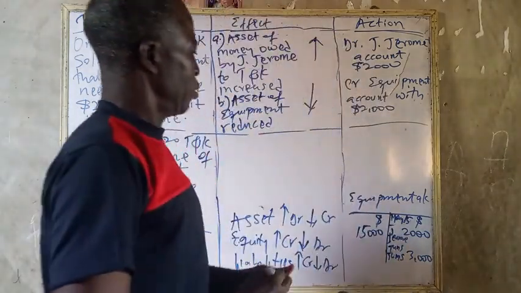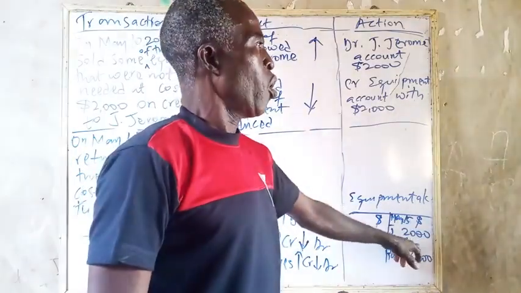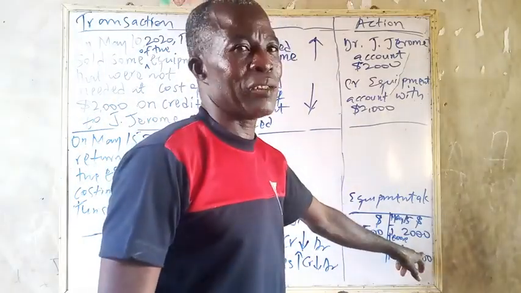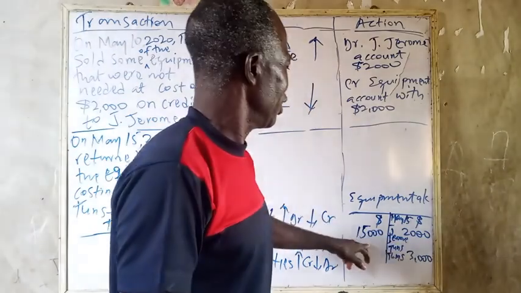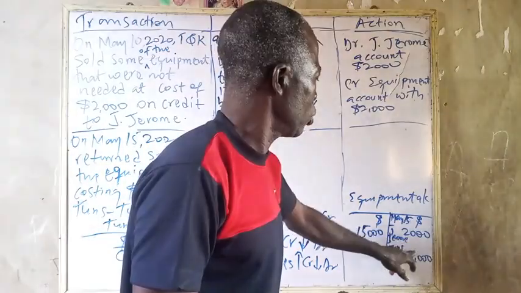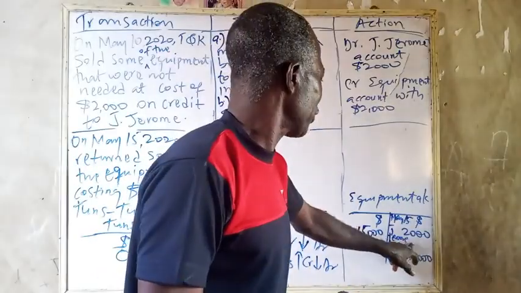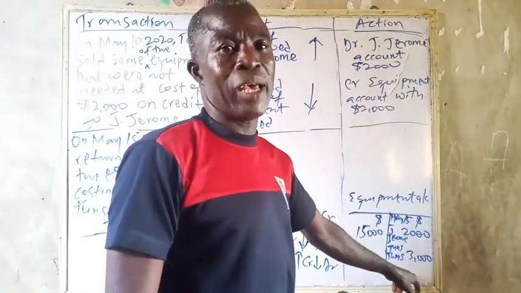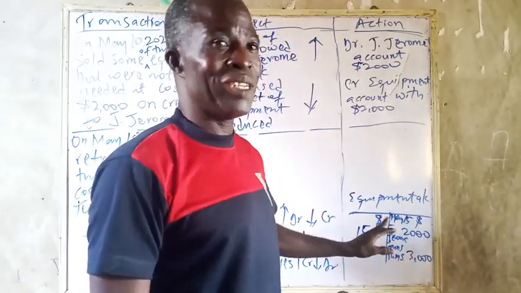Look at it. In the first place, when we reduce this money by 2,000, what is the balance? If we remove 2,000 from it, it's going to be 13,000. Then a further reduction of 3,000 again. 2,000 plus 3,000 gives us 5,000. When you deduct 5,000 from 15,000, the balance is going to be 10,000, right? In account, you don't change the figure, you leave it that way.